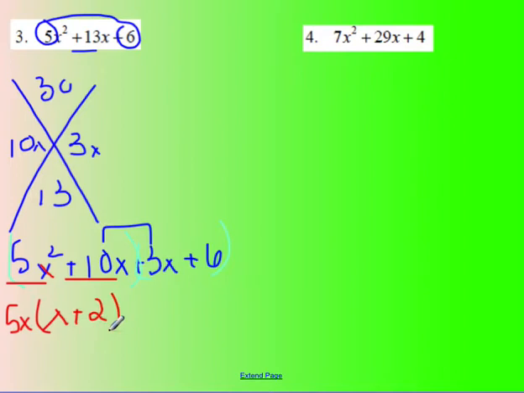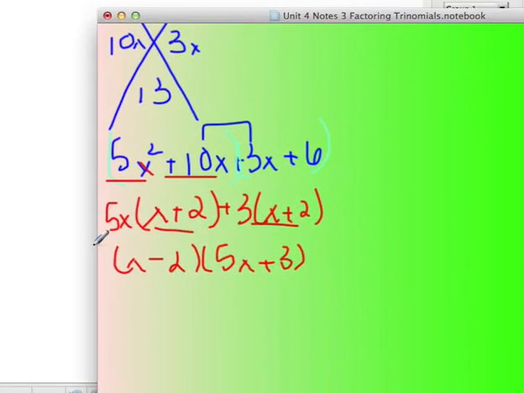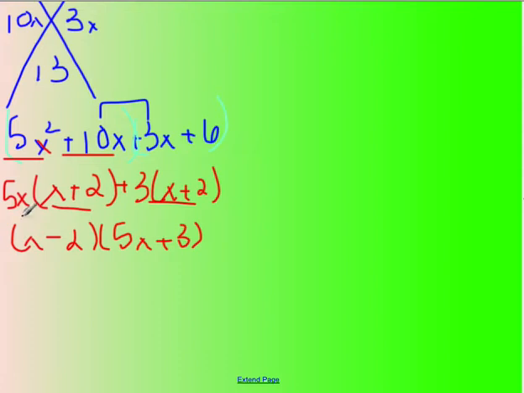So then between 3x and 6, I can divide out a 3. And then we're left with x plus 2. So if I notice, my leftovers are matched. This makes me a very happy lady. So then we have 5x plus 3 in our other parentheses. So this right here is your, whoa, I hate when it does that. This right here is your final factored answer.